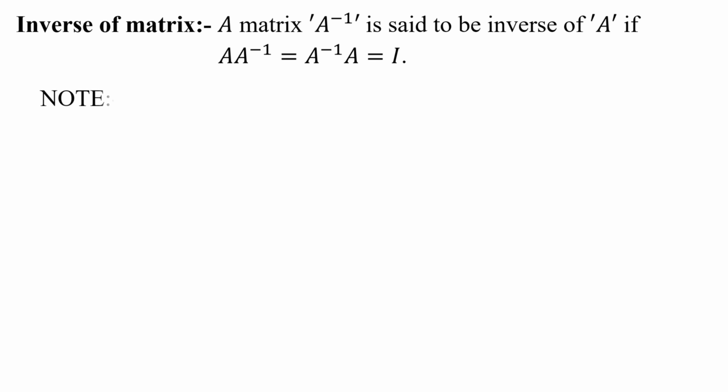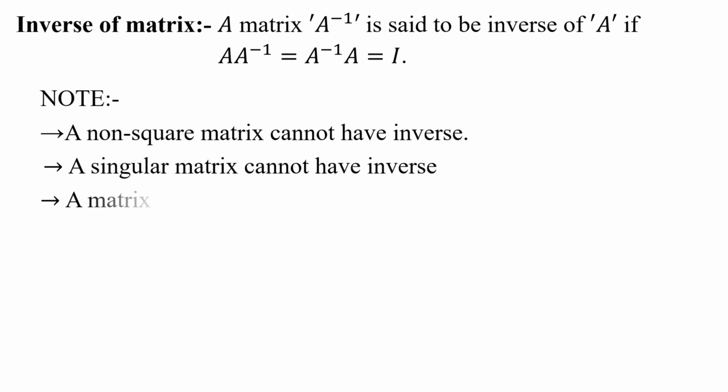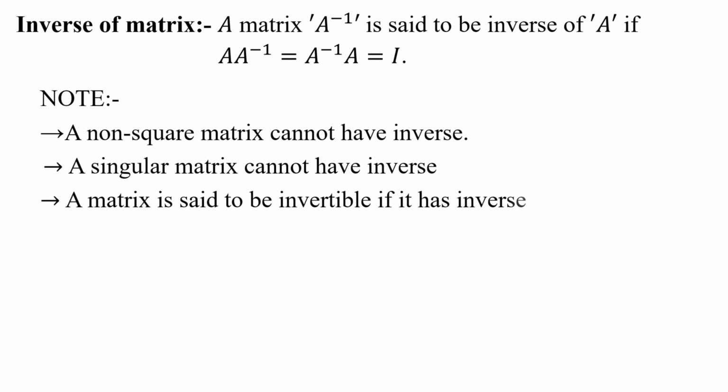There are some key points which we need to remember. A non-square matrix cannot have an inverse. Inverse exists only for a square matrix. A singular matrix cannot have an inverse. A matrix is said to be invertible if it has an inverse. Inverse of a matrix is unique.